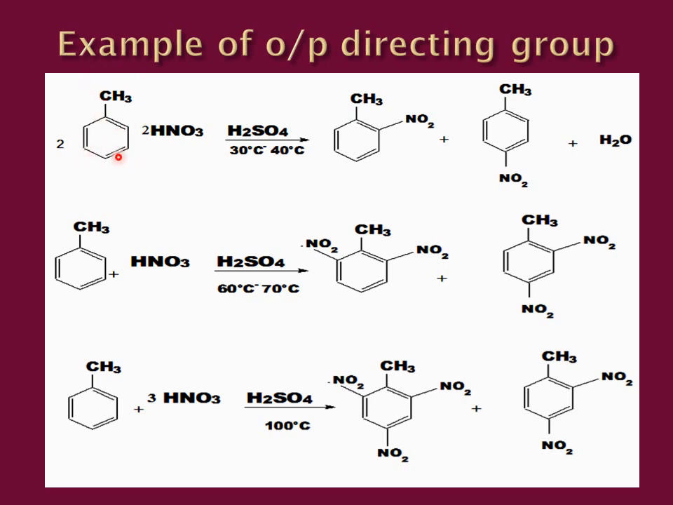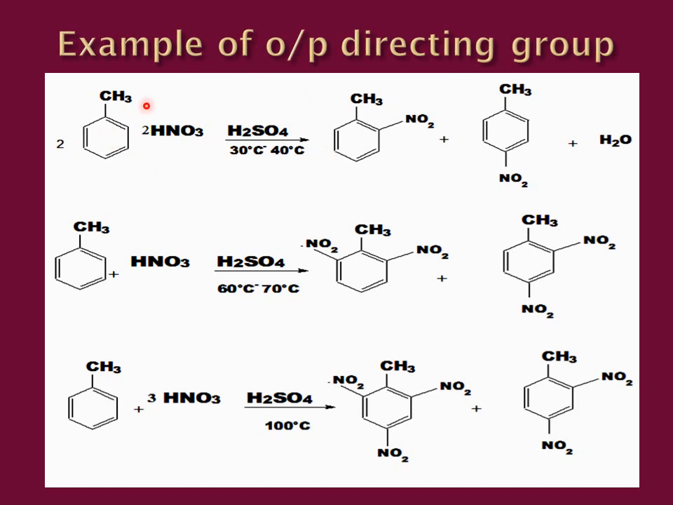If we carry out nitration, meaning HNO3 in the presence of H2SO4, you know that these are the two reagents for nitration. At 30 to 40 degrees Celsius, you can see we have ortho-nitrotoluene along with para-nitrotoluene along with water.